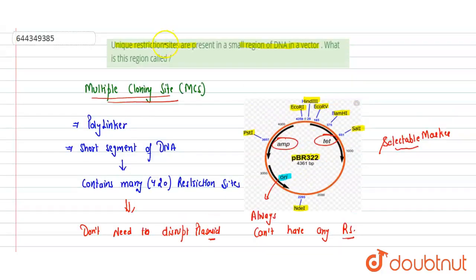So in the question they have simply asked about unique restriction sites present in a small region of DNA, so our answer is multiple cloning site, or you can also write it as polylinker. Hope you get it. Thank you.